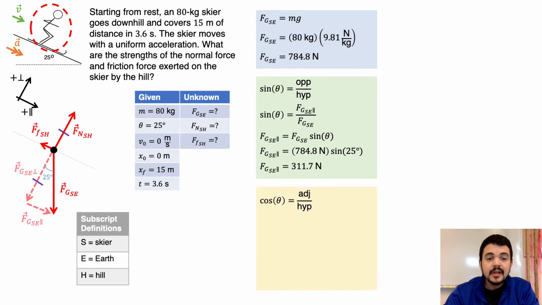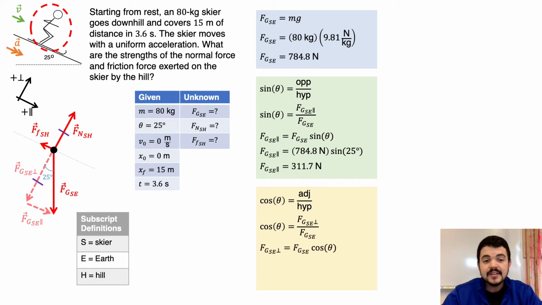There we go. Let's go ahead and look at cosine now, and we can find the other component of the gravitational force. In general, cosine is defined as the adjacent side of your triangle divided by the hypotenuse of your right triangle. In this case, the side of the right triangle that's adjacent to the 25-degree angle is the perpendicular component of the gravitational force, and the hypotenuse is still the full gravitational force.